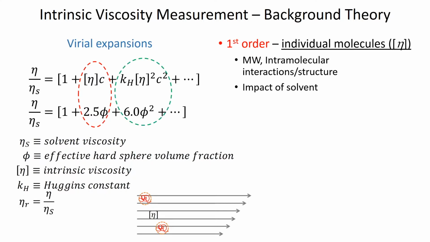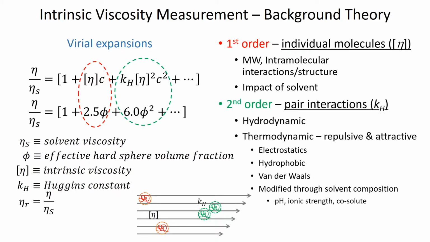So when we go up then and add the second order terms, you remember now that we're at higher concentrations, and this term is proportional to the square of the concentration, or the effective hard sphere volume fraction. And now at these concentration levels, the molecules are going to see each other, and so they're going to interact in some way. So the parameters that correspond to the coefficient for the second order term are going to be indicative of how these molecules are interacting with each other.